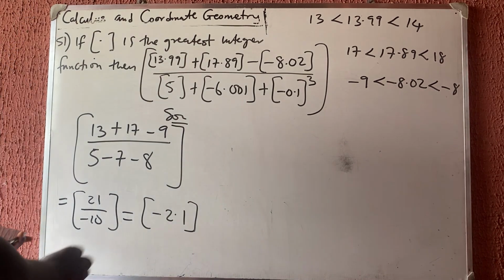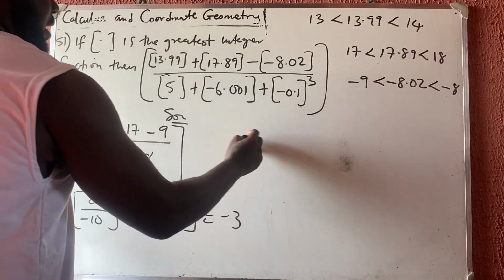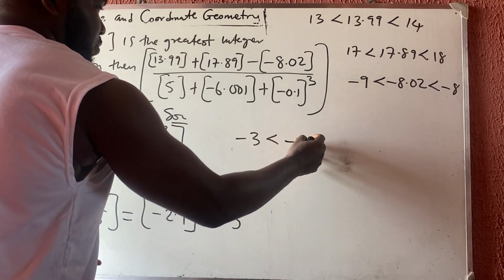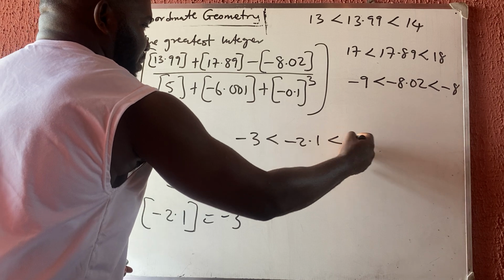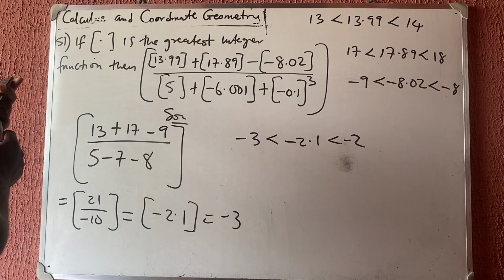Okay. Minus 2.1. So you will say automatically the answer is minus 3. I hope you have learned it. That is minus 3 is less than minus 2.1, which is less than minus 2. So automatically minus 3 is the answer to that.